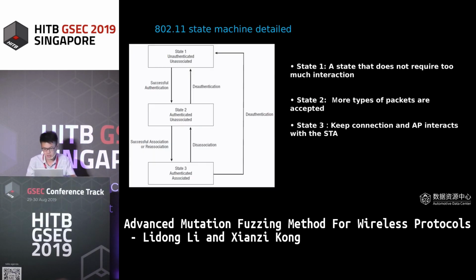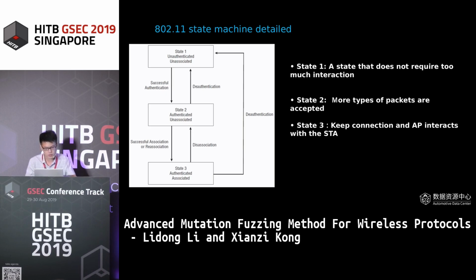L2.11 data interaction needs to be performed through multiple states and is roughly divided into 3 states. We can say state 1 means a state that does not require too much interaction. State 2 means more types of packets are accepted. State 3 means keep connection and access point interacts with the station.